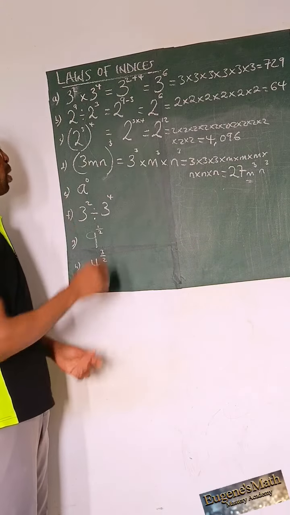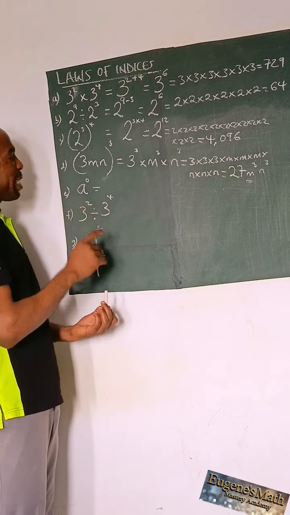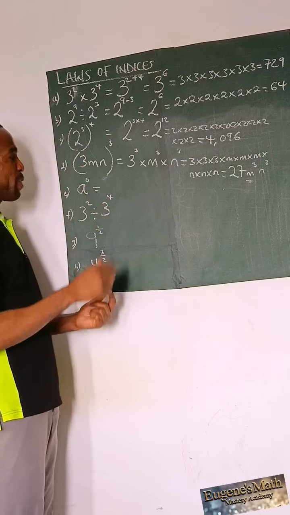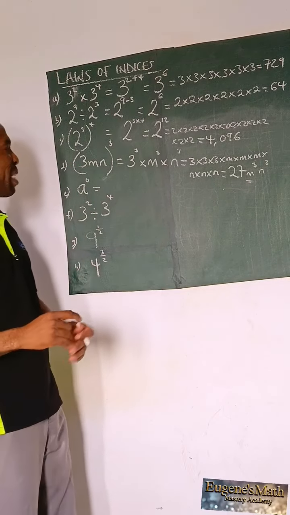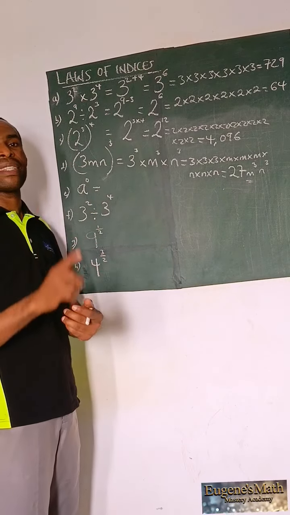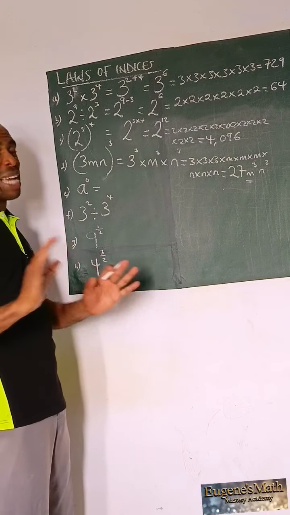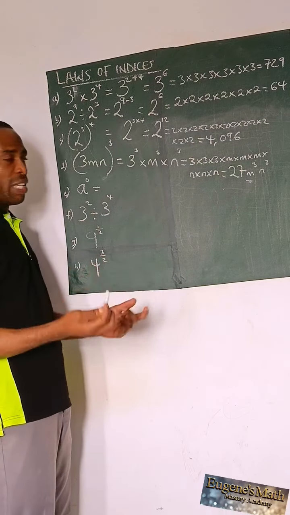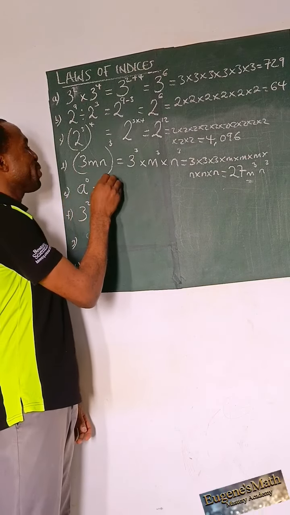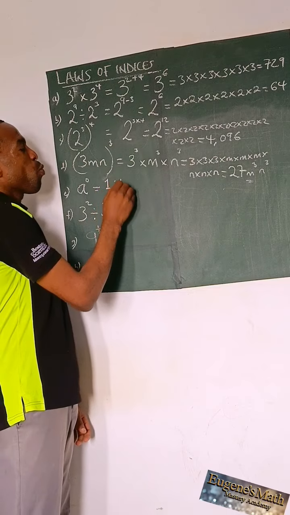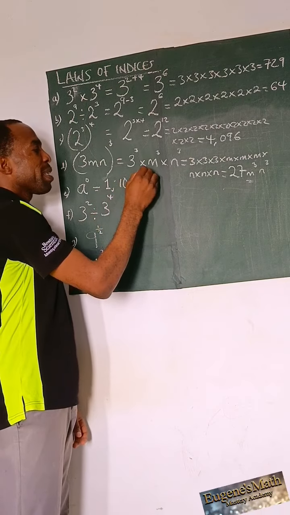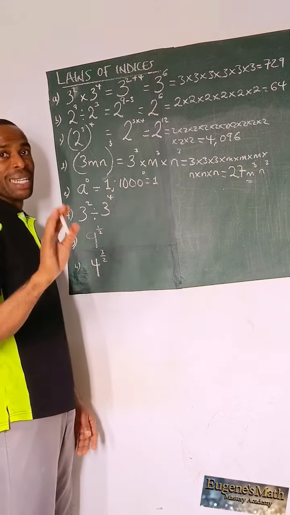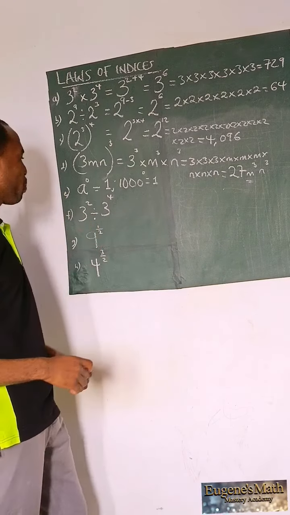Number 5, we call this the zero index law. You can see the index here is 0. Now, the law states that anything raised to power 0 is equal to 1. So a raised to power 0 is 1. 1,000 raised to power 0 is equal to 1. That's the zero index law.